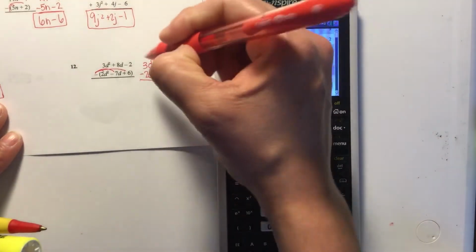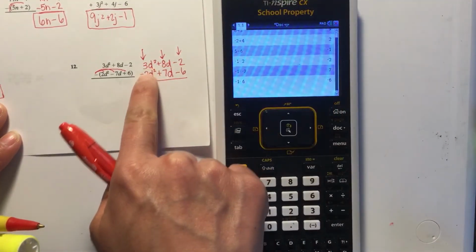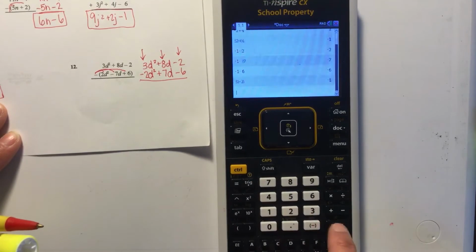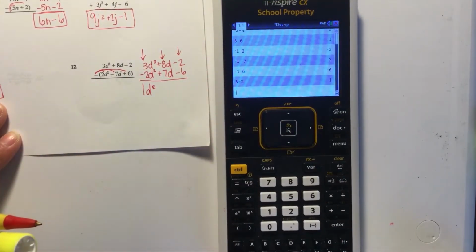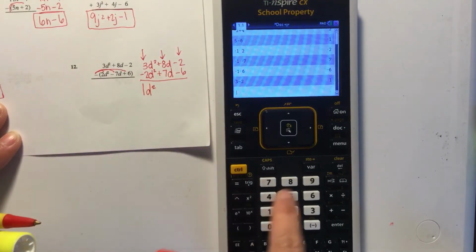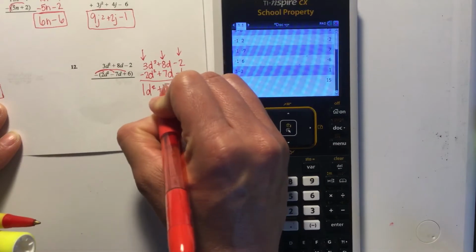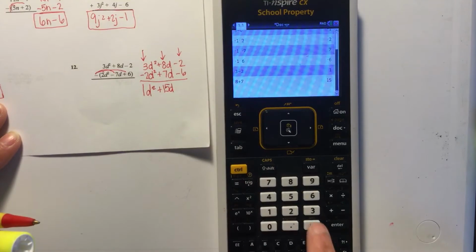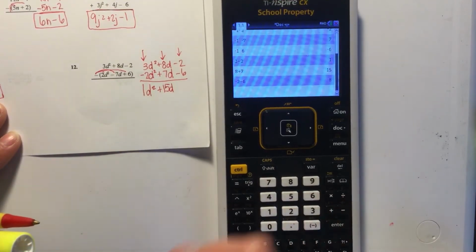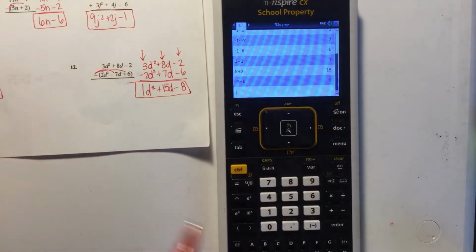All right, now you just combine your terms exactly the way they are. So this is 3 minus 2. 3 minus 2 is 1. So 1d squared, or just d squared. Here you're taking 8 plus 7. 8 plus 7 is 15d. And then here you're taking a negative 2 minus 6. A negative 8. And you're done. All right, on the back.